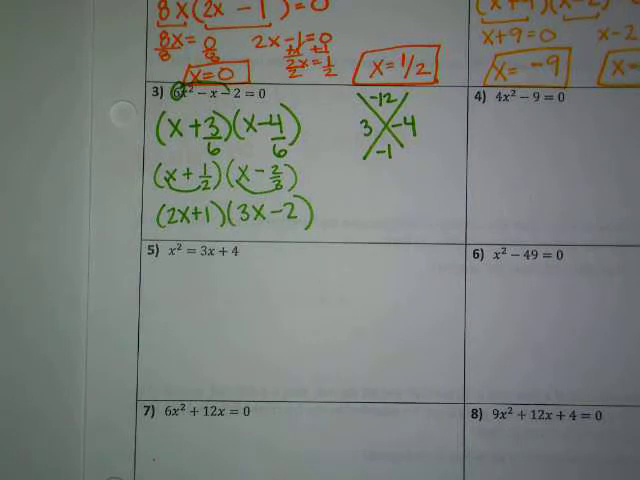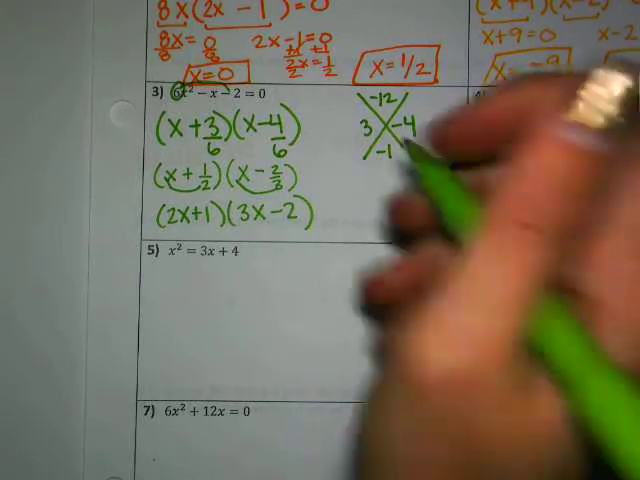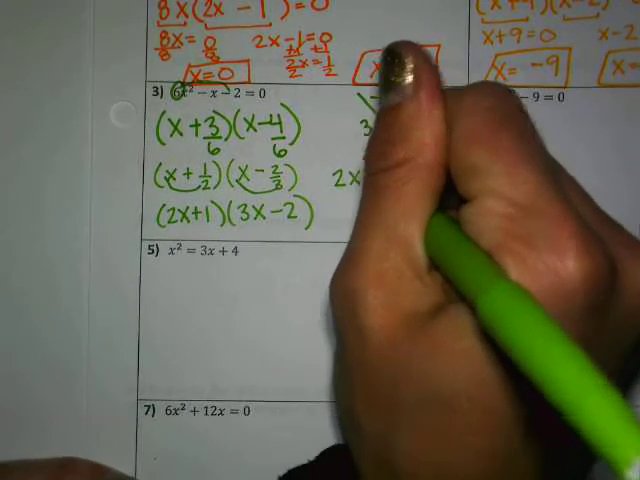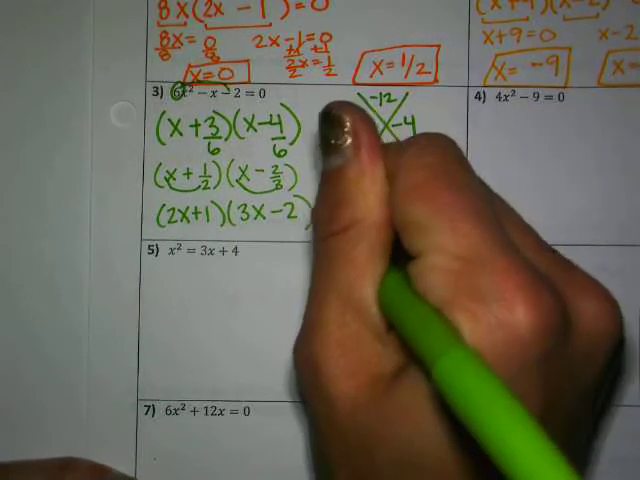All right, so after I factor, I'm going to take my factors and set them equal to 0. 2x plus 1 equals 0. 3x minus 2 equals 0.